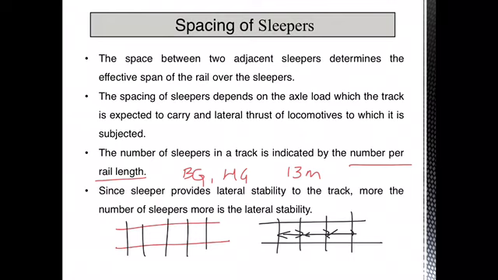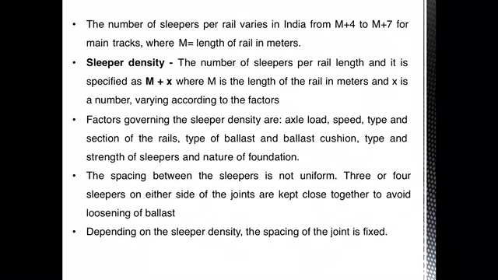However, we cannot simply increase the number of sleepers, as a certain minimum space between the sleepers is required for the packing of the ballast. We have to maintain that minimum spacing for the ballast so that it can effectively transfer the load. So how many sleepers need to be provided, and what is the maximum number? That will be defined with respect to the sleeper density.